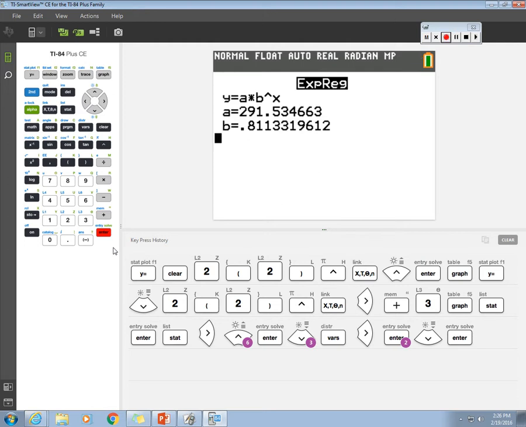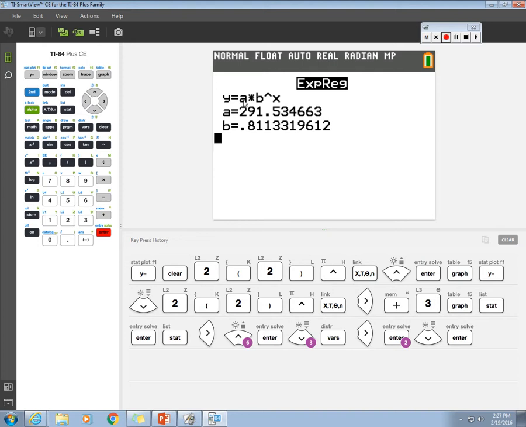Now, you know how a linear equation is y equals mx plus b? And a quadratic equation is y equals a times x minus h squared plus k? And then we also learned the equation for an ellipse, and we learned the equation for a hyperbola. Now we're going to learn the equation for an exponential function. The equation is y equals a times b to the x power.